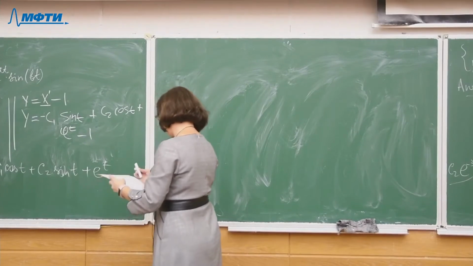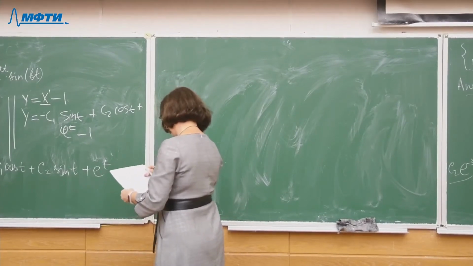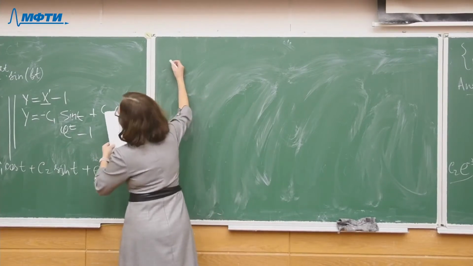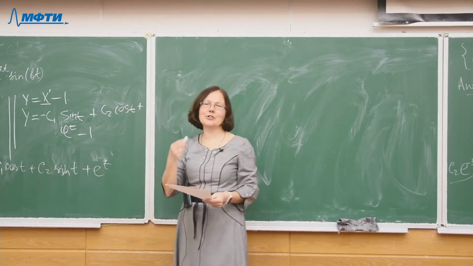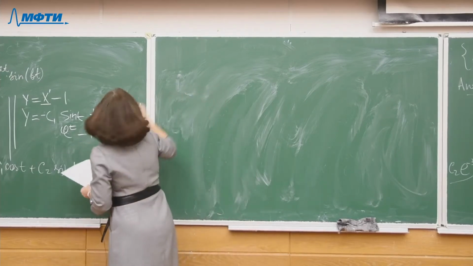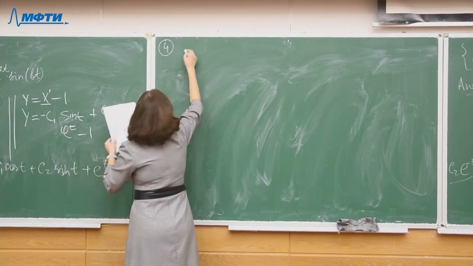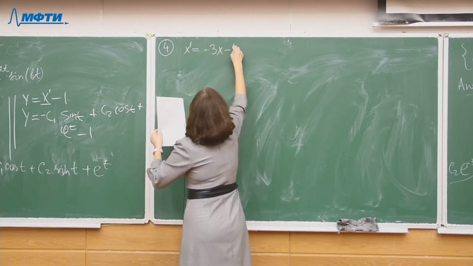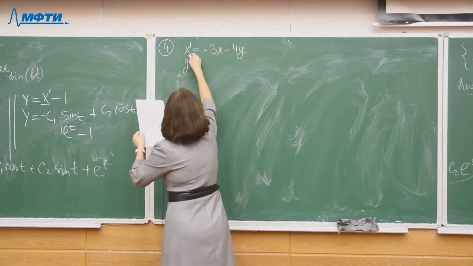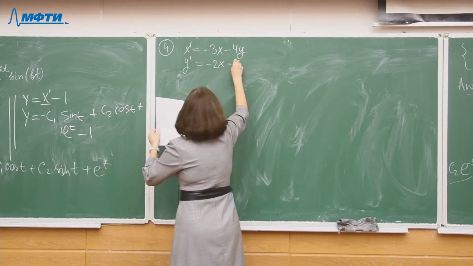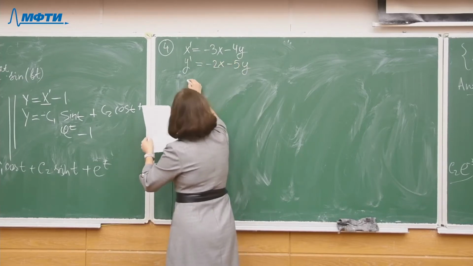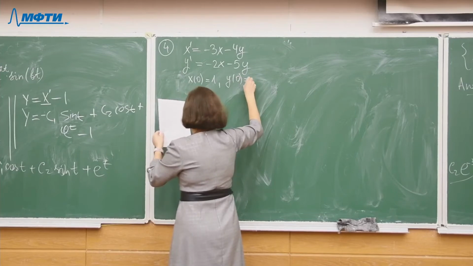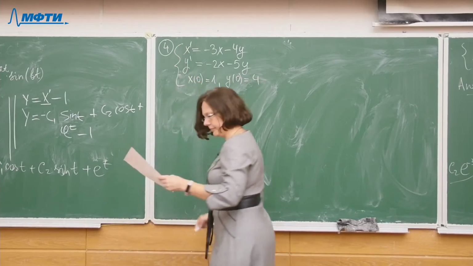Next. Now let's try to solve the initial value problem, and after this I will discuss the preceding, the first homework. So it's number 3 and number 4: x prime equals minus 3x minus 4y, y prime is minus 2x minus 5y, and it will be the initial value problem.